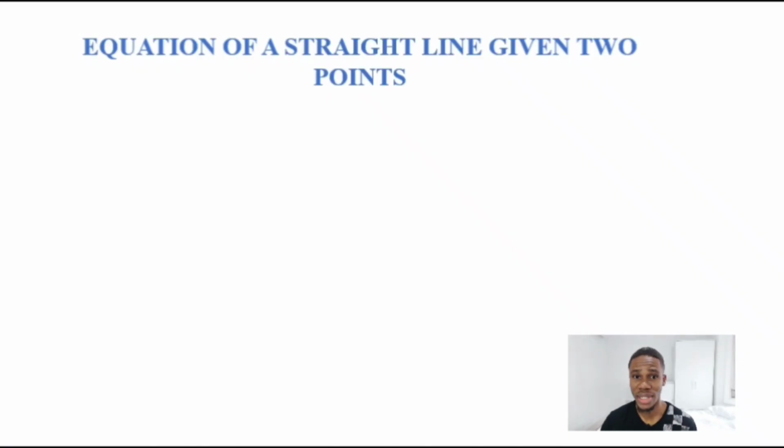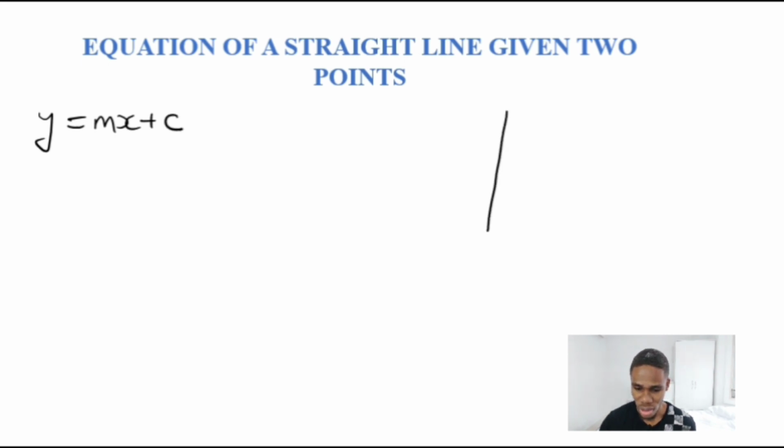In this video, I'm going to show you how to find the equation of a straight line given 2 points. So let's get straight into it. The equation of a straight line is given by the formula y is equal to mx plus c.